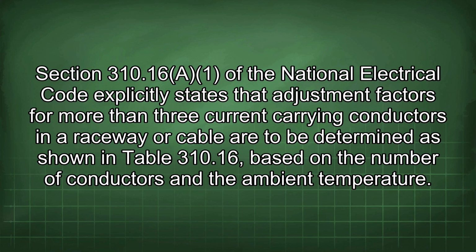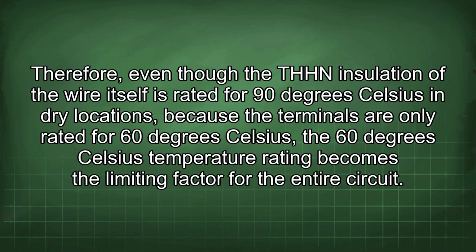Section 310.16(a) of the National Electrical Code explicitly states that adjustment factors for more than 3 current carrying conductors in a raceway or cable are to be determined as shown in Table 310.16 based on the number of conductors and the ambient temperature. Therefore, even though the THHN insulation of the wire itself is rated for 90 degrees Celsius in dry locations, because the terminals are only rated for 60 degrees Celsius, the 60 degrees Celsius temperature rating becomes the limiting factor for the entire circuit.